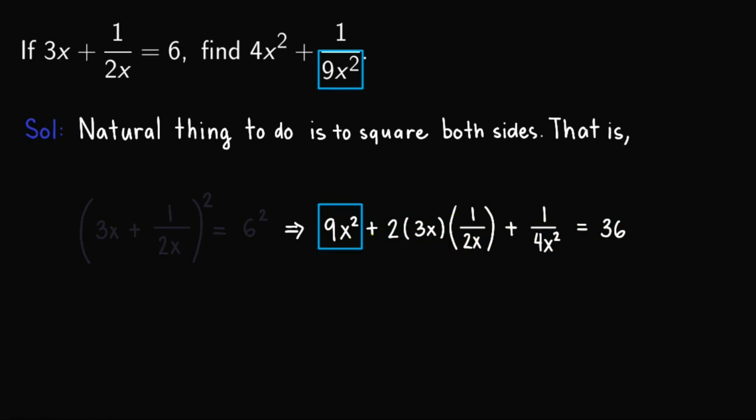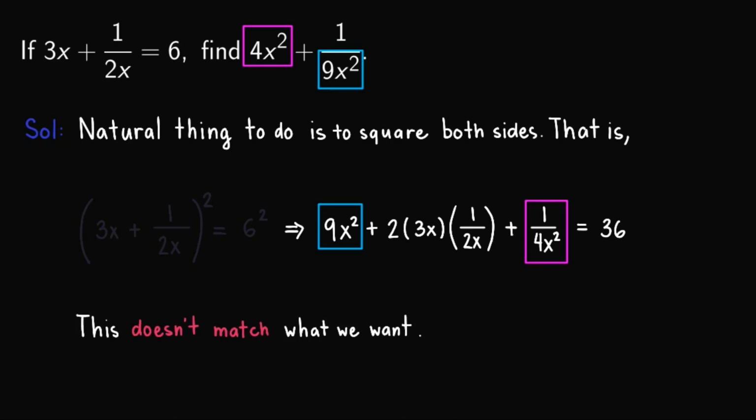9x squared doesn't match the given, since this one is in the denominator, this one is in the numerator. For the next one, 1 over 4x squared out here doesn't match the 4x squared out here, since this one is in the numerator and this one is in the denominator. So this doesn't really match what we want. So what do we do? But take note that we can actually do some manipulations out here to obtain this, but that would be more complicated than the trick that I would present out here.